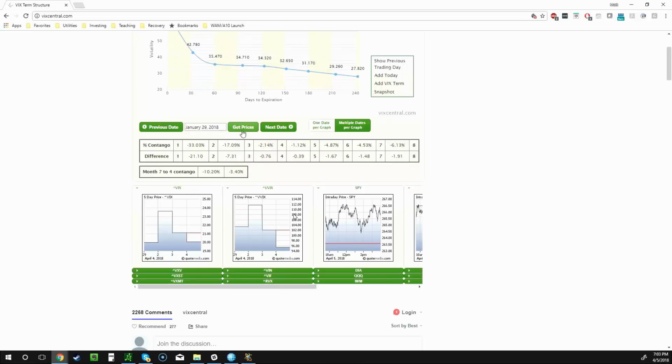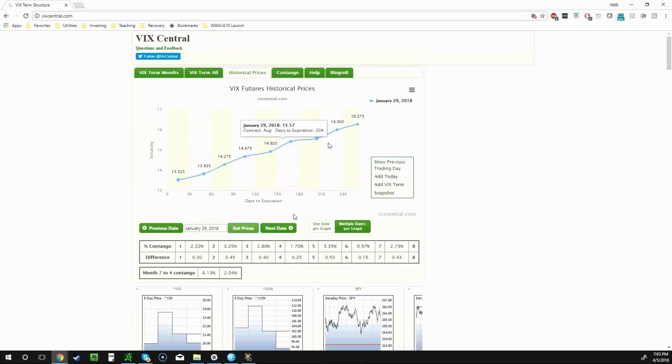Okay, so January 29th, this is what a normal volatility curve looks like in contango. Demand for the front month is less than demand for the long month because we don't know what we don't know out here. We kind of know more or less what's going to happen in the front month, but we don't know what's going to happen back here. So the unknown factor is priced higher than the front month.